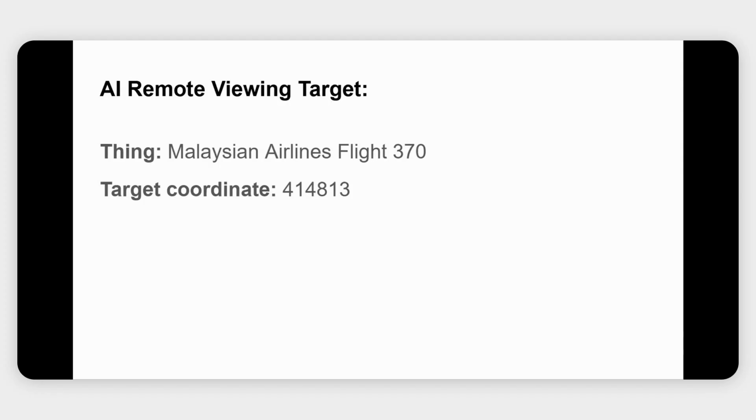And so I wanted to do an AI remote viewing session to see if I could glean more details about what happened to this flight and where it may be located. And we can then compare the results if and when the flight is actually located with this remote viewing session. The target given for this session to the flight was 414813.